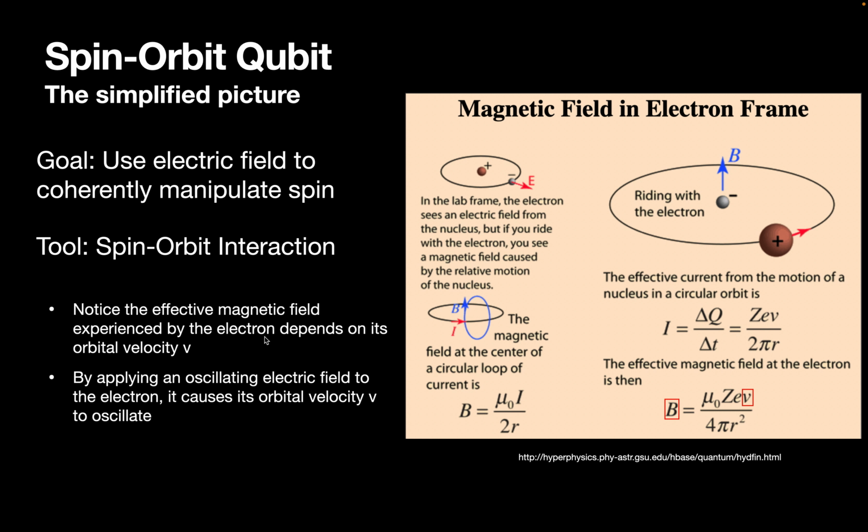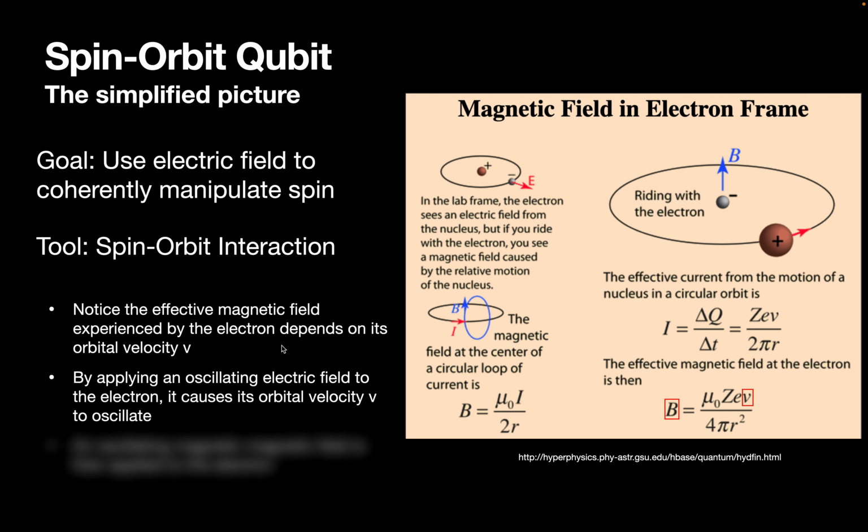So by applying an oscillating electric field to the electron, it causes the orbital velocity v to oscillate. Because the electron is negatively charged, you can kind of toggle it back and forth by just applying an oscillating electric field to make its orbital velocity toggle with your electric field. And this essentially creates an oscillating magnetic field to the electron, which is, to my understanding, how I see the connection between this and the AC magnetic field in the ESR.